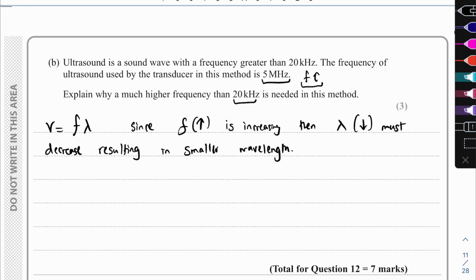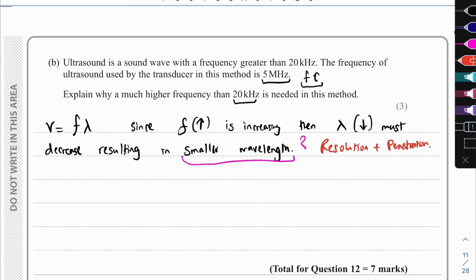Now, why is it better in this case? Why is it better for us to use smaller wavelengths? That's the question. I'll give you two words. The two words are resolution and penetration.